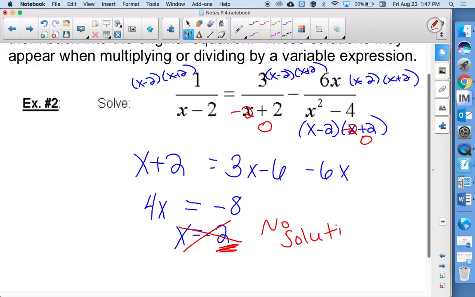So if I were looking at these graphically, again, y1 on the left, y2 on the right, if there's no solution, that means they don't intersect. That's why there's no solution. They're not crossing. So there's nowhere for them to have the same value for x. Question.